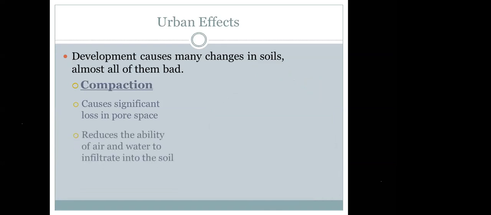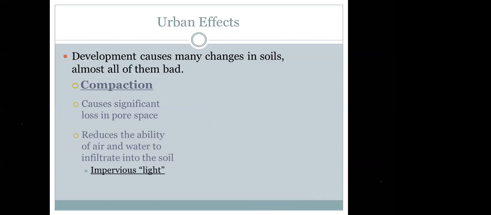So even after a heavy rain, a compacted urban soil cannot hold nearly the volume of water that a healthy soil could. This compaction reduces the ability of air and water even to infiltrate into the soil. So there's less storage space within the soil, and there's less chance for the water even to get into that storage space in the first place. So I call compacted soil impervious light.